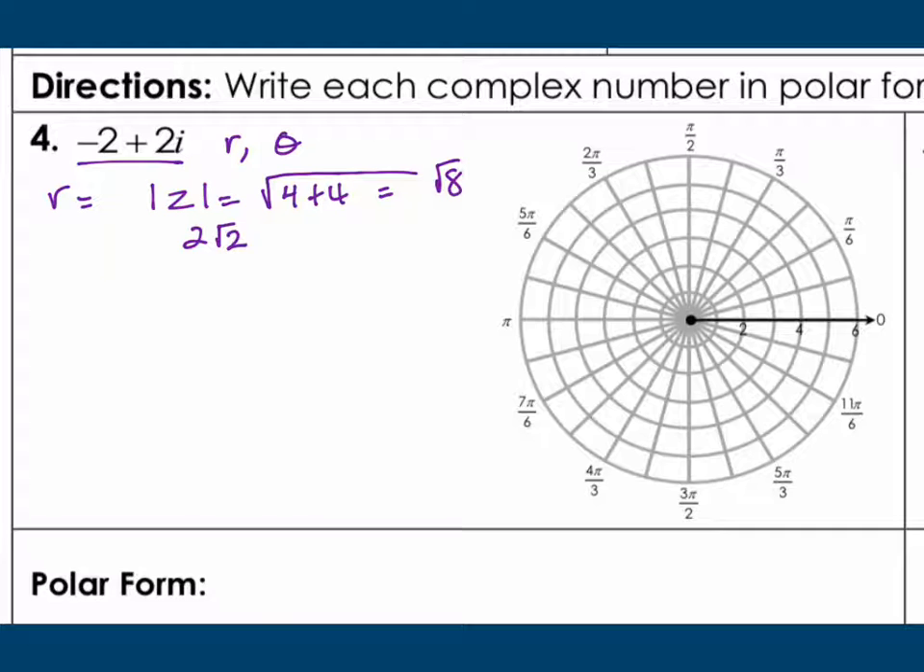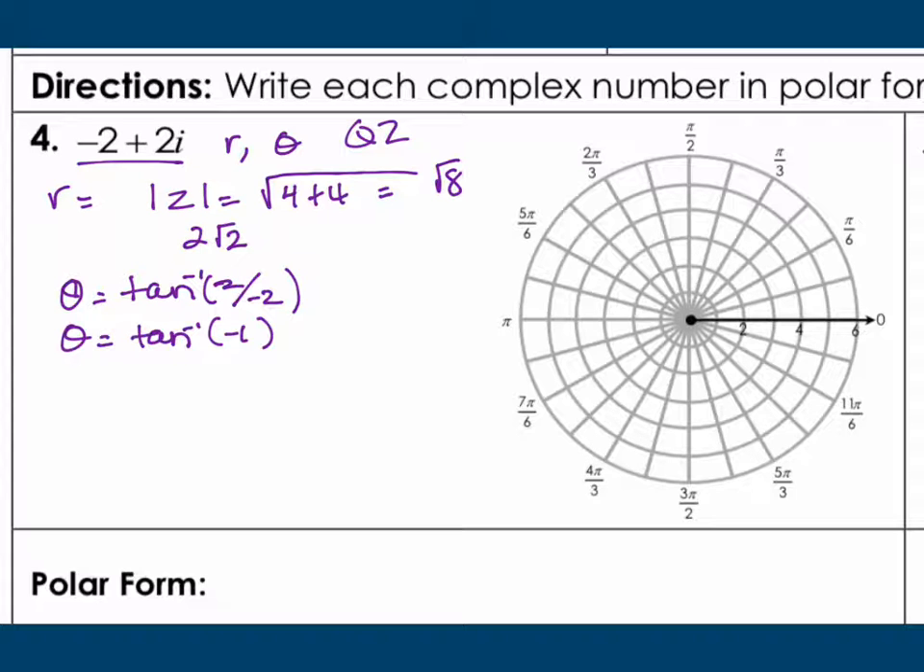And so we have theta is the inverse tangent of y over x. Or I should say, I'm saying y over x, it should be b over a if we're using what we did before. So 2 over -2. So theta is the inverse tan of -1. This is in quadrant 2. So tangent is -1 in quadrant 2 at 3 pi over 4, right? So theta equals 3 pi over 4.